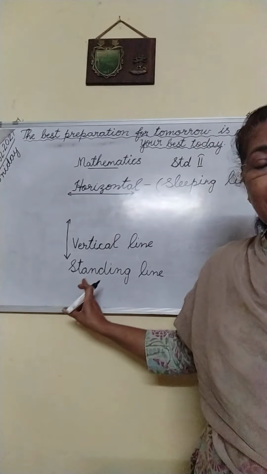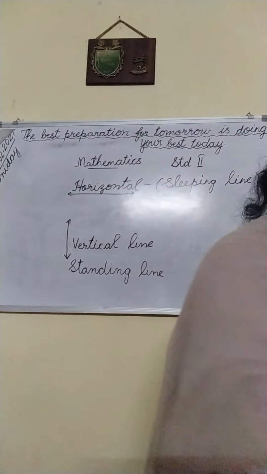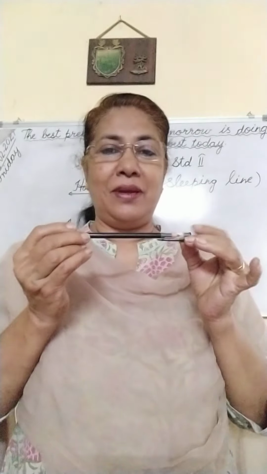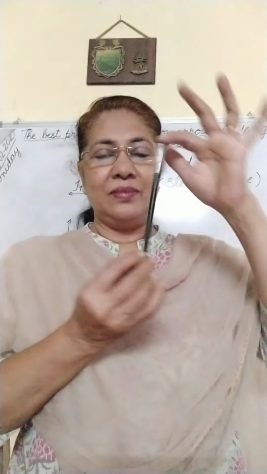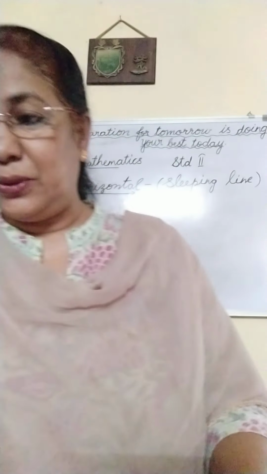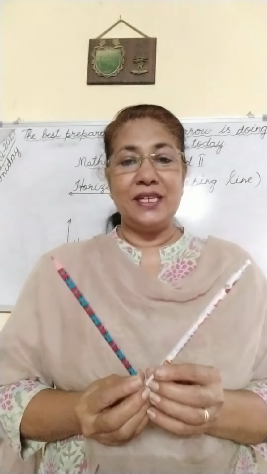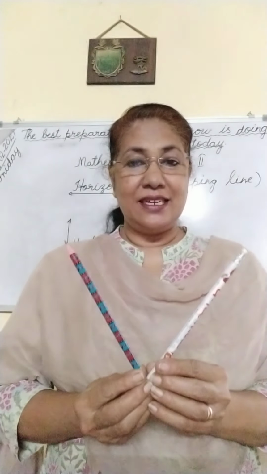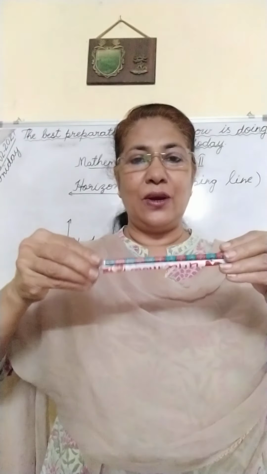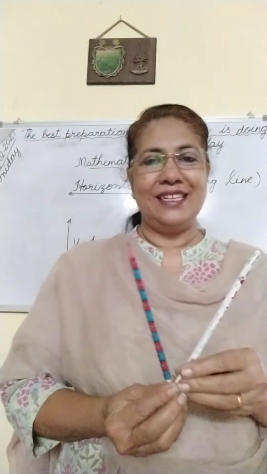This is vertical line. Now we are going to write the slanting line. Slanting, I'll show you. Now it is straight, sleeping. So first we show sleeping. See, sleeping line is like this. Sleeping line is known as what? Horizontal, vertical. Now I'll show you. See this pencil, is it kept straight? No, it is in a slanting position. Slanting. Now it is straight. See? Now it is vertical, horizontal, slanting.